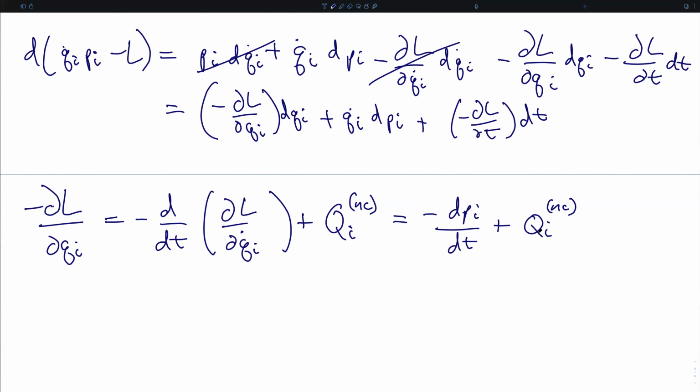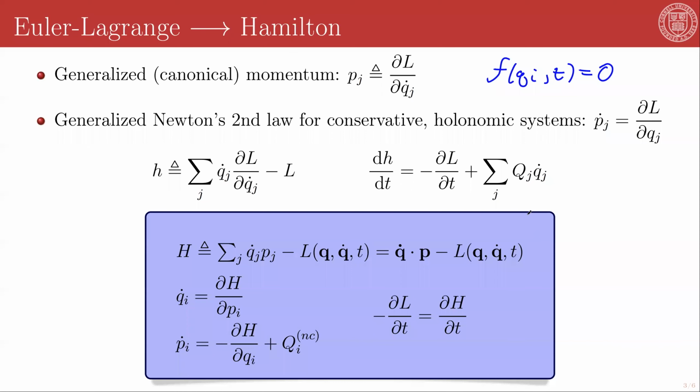And so we now have a new set of equations known as Hamilton's equations, where the time derivative of the ith generalized coordinate is given by the partial of the Hamiltonian with respect to the ith generalized momentum. The time derivative of the ith generalized momentum is equal to negative the partial of the Hamiltonian with respect to the ith generalized coordinate plus any existing non-conservative force in that coordinate, and negative the partial of the Lagrangian in time is equal to the partial of the Hamiltonian in time.